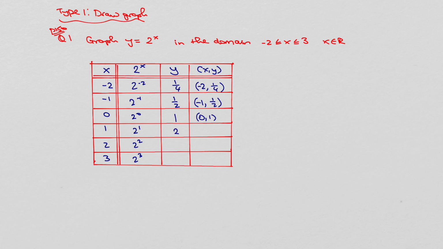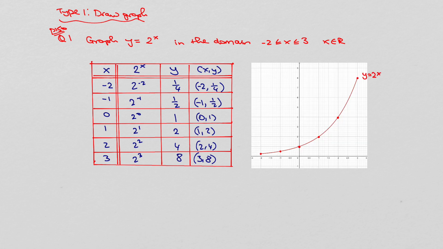2 to the power of 1 is 2. 2 to the power of 2 is 4. And 2 to the power of 3 is 8. So if we sketch our graph, our highest y value is going to be 8, our lowest y value is going to be a quarter, and our x-axis then will be ranging from minus 2 to 3. So if we sketch our graph, we can see that it is an exponential growth curve. So it's increasing, and we can see that it cuts the y-axis at (0, 1).